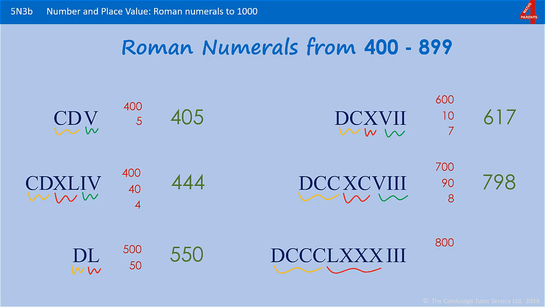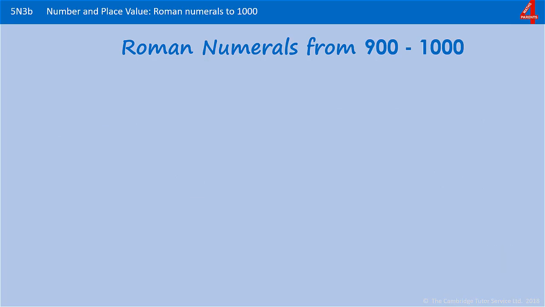And finally, 500 followed by 300, which is 800. Then there's 50 followed by 30, so that's 80. And then we have 3. 883. We're just going to look at 2 more here, 900 and 1000.